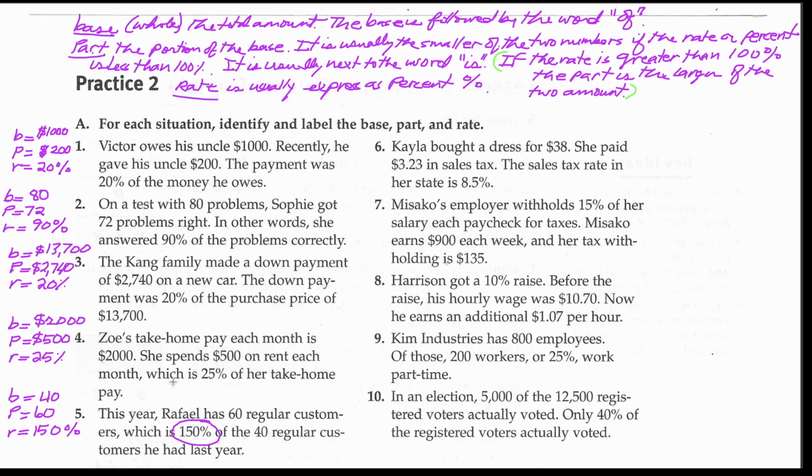Number 6. Kayla bought a dress for $38. She paid $3.23 in sales tax. The sales tax rate in her state is 8.5%. Okay, let's find out.